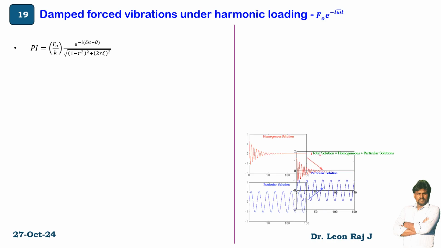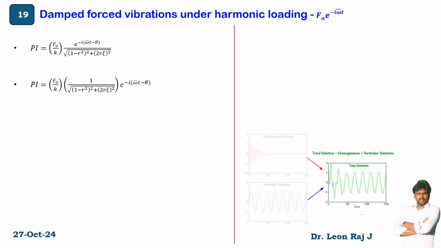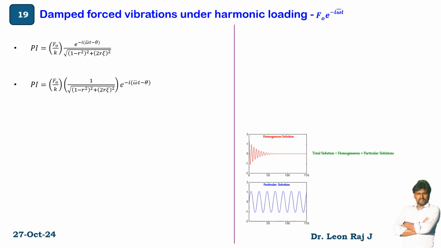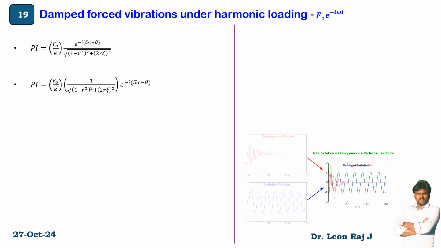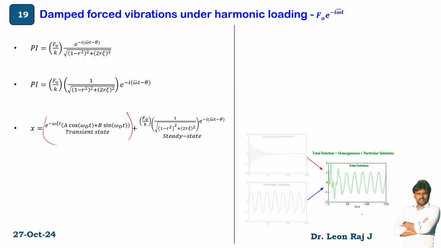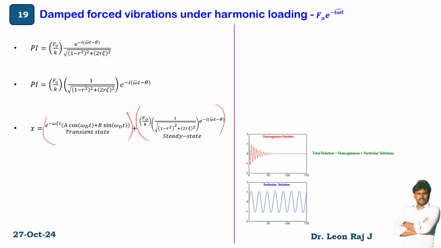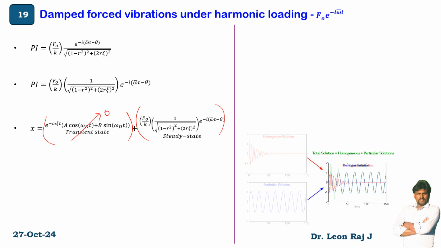The response is further derived, that is, the particular integral is further derived as f0 by k times 1 divided by square root of 1 minus r square whole square plus 2 r xi whole square, in the e power minus i omega bar t minus theta. So this part is the transient state, and this part is the steady state. So the transient state we are making as 0. That is, the complementary function is the transient state, and the steady state is nothing but the particular integral, and the response looks like this.